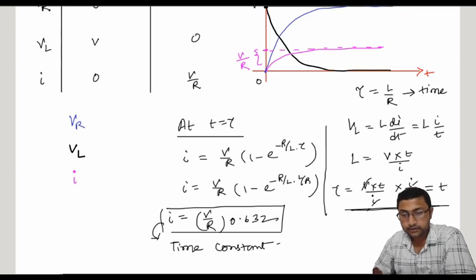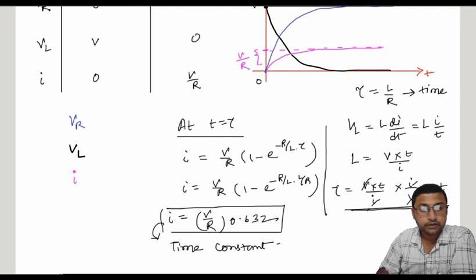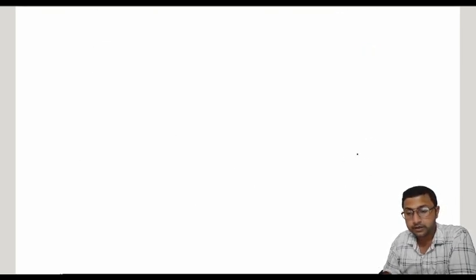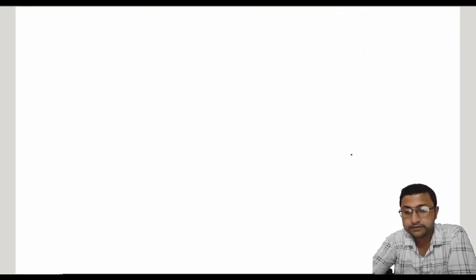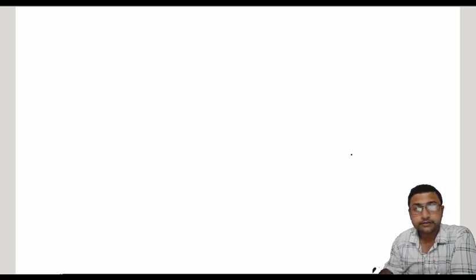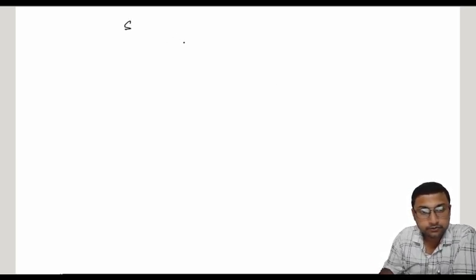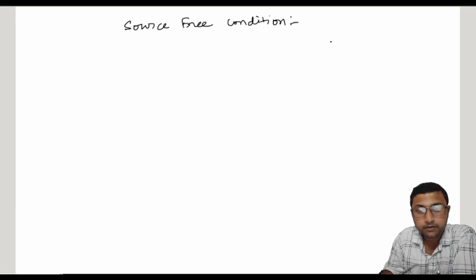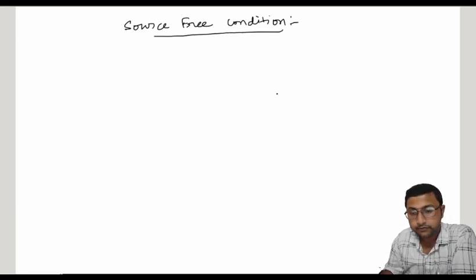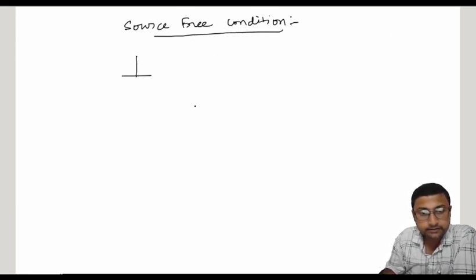This is the case of the switch when the switch is on. Now if we consider the source free portion, that means when the circuit is free from the DC source. Source free condition means if we draw the circuit, this is a DC supply voltage and the switch is disconnected here.